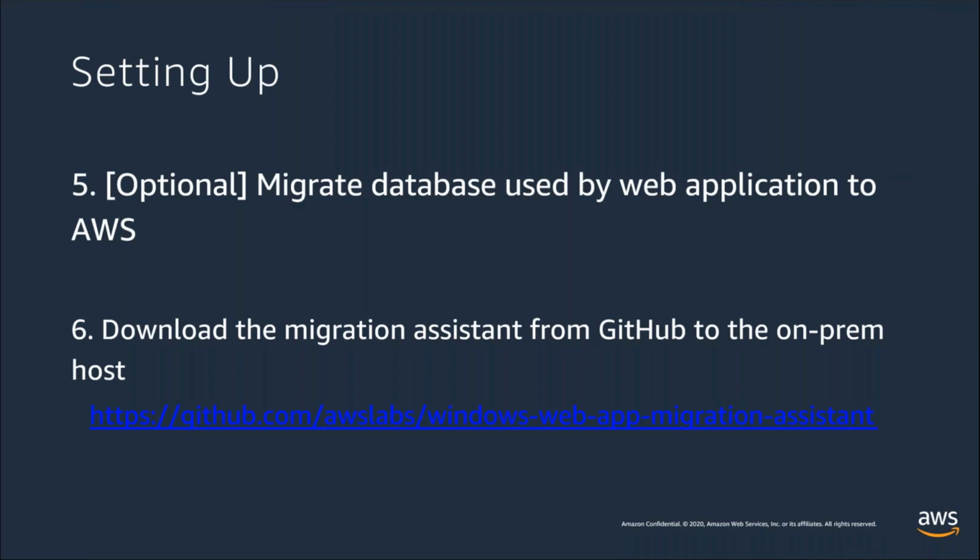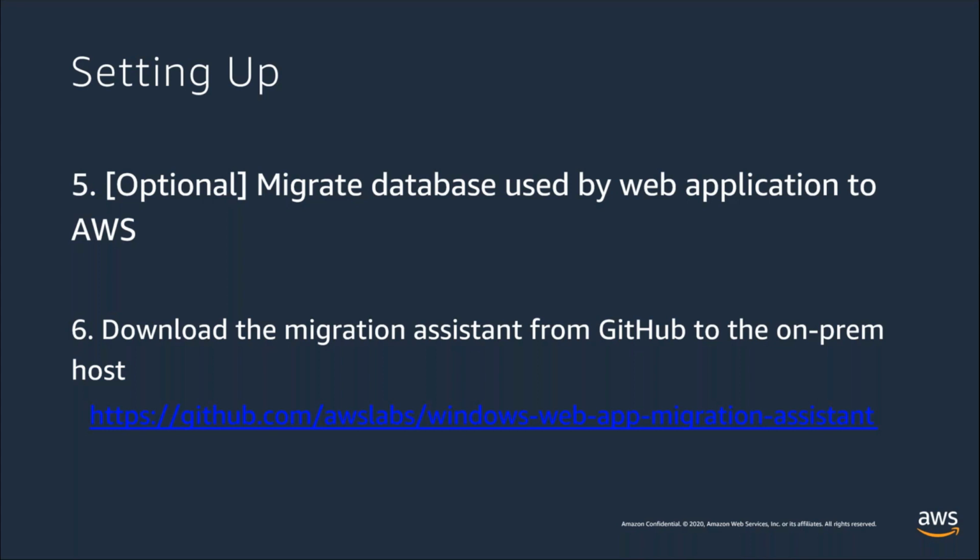Optionally, you could also migrate any backend databases that your website might have. Windows Web Application Migration Assistant doesn't migrate databases, but there are a number of other tools and services already available in AWS to assist you with that task. For example, you can use AWS Database Migration Service or CloudEndure Migration.